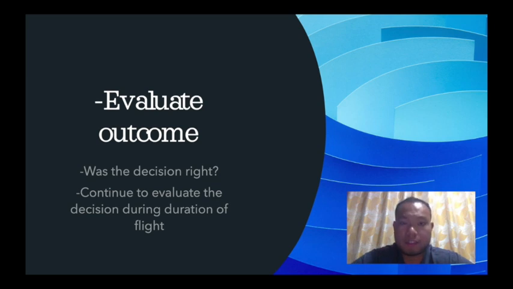Now, the last step, or the last letter in the DECIDE model, is E as in Echo, and that last step stands for evaluate. So after implementing a solution, the pilot evaluates the decision to see if it was the correct decision. And it is important during the whole flight, during the remainder of the flight, that the pilot continues to evaluate the outcome of the decision to ensure that he or she chose the right solution for it.